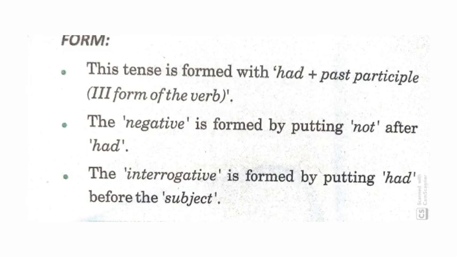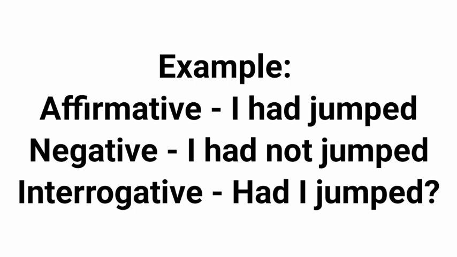Now, the form of this tense is very, very easy. Since you've been listening from the beginning, this tense is formed with had plus past participle, that means third form of the verb, right? I had jumped. Now, how will you find the negative? The negative is formed by putting not after had. Very simple. I had not jumped. Interrogative is formed by putting had before the subject. So simple. Had I jumped? So children, this is very, very easy. Only one form, and that is had plus third form of the verb.